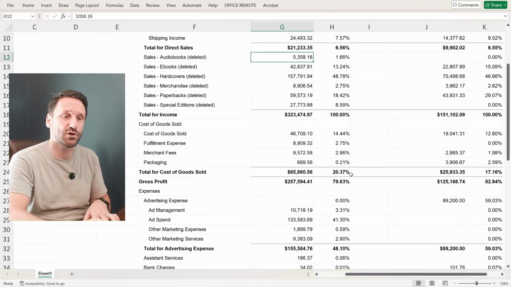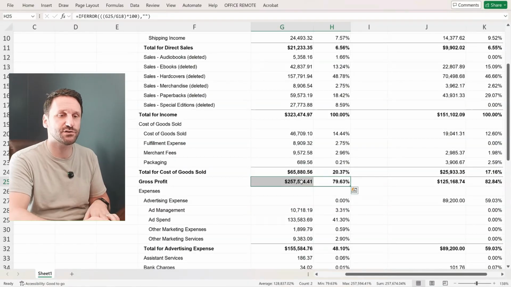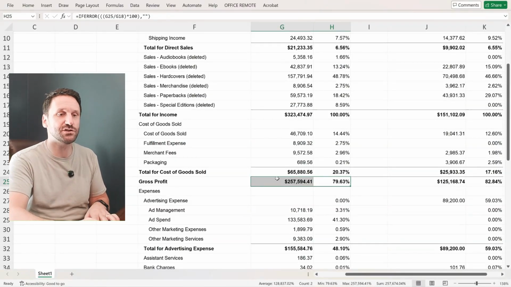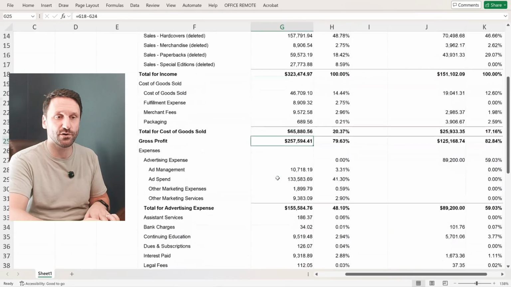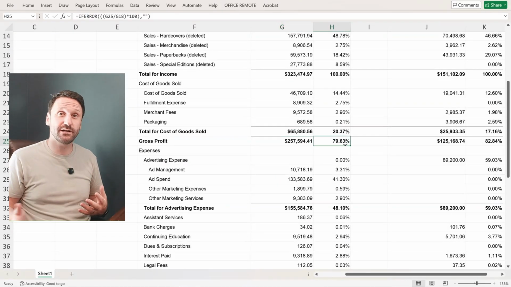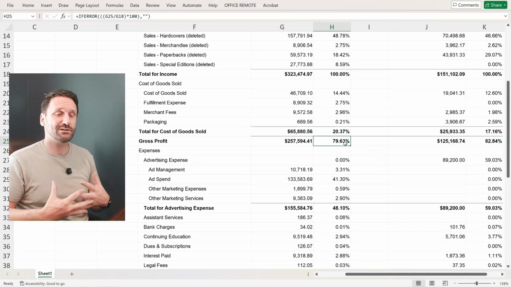We already talked about your gross profit. This is a really, really important percentage here, your gross profit percentage. Again, what percentage of the income that you make do you get to keep to go towards all your overhead? So that's shown here. This one is 80%. What's a good gross profit percentage? Man, it really depends. It depends on what type of author you are.